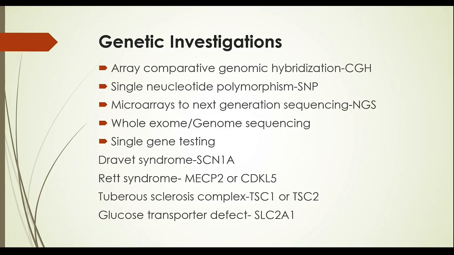Right. So, what are the genetic investigations we can do? So, we can do array comparative genomic hybridization or single nucleotide polymorphism microarrays, next generation sequencing, or else genome sequencing, or single gene testing if you are targeted, if you know what it is. For example, Dravet syndrome, we know a particular gene is involved, so we can go for that if you're highly suspicious, depending on the clinical diagnosis. If you suspect Rett syndrome by your EEG or the clinical diagnosis, you can go for the particular gene localization. And tuberous sclerosis complex, TSC1 gene or TSC2 gene, you can map it and see what's there. Glucose transport defects you can diagnose, right?